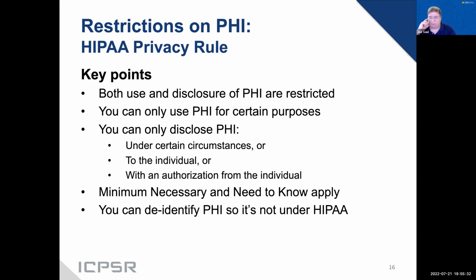We talked about minimum necessary and need to know. I apologize for the repetition on that bullet. But one thing you can do is you can take PHI and you can remove identifiers from it. You can de-identify it so that these rules don't apply anymore.